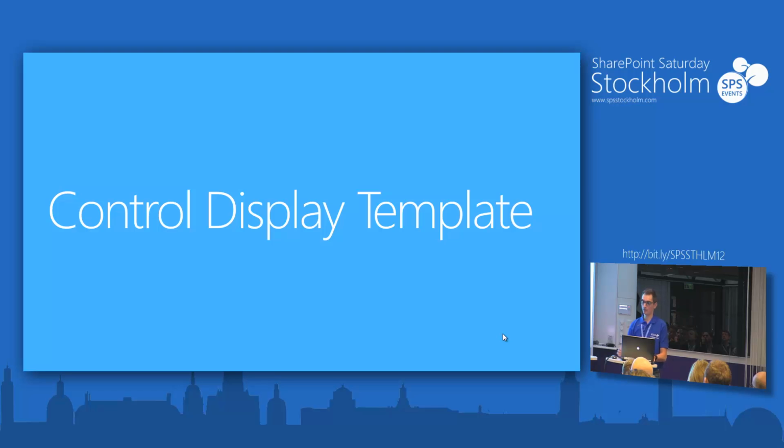So first of all, the control template. The control template is for the next and the previous, and it is going to call the item template.